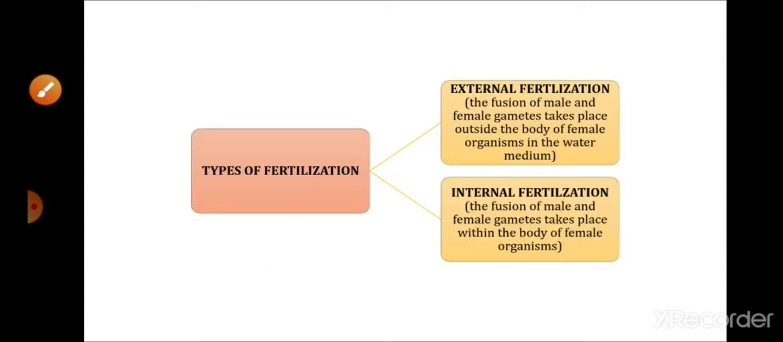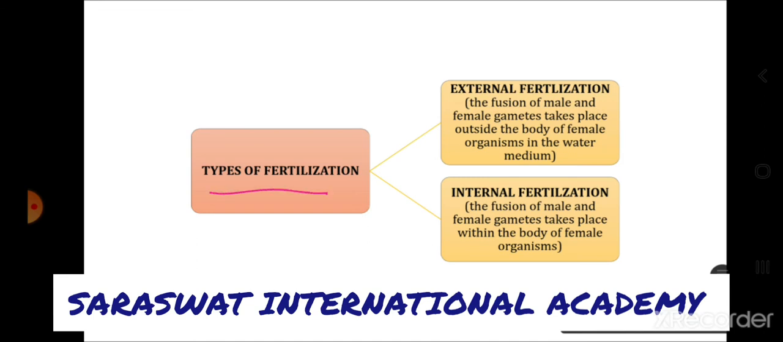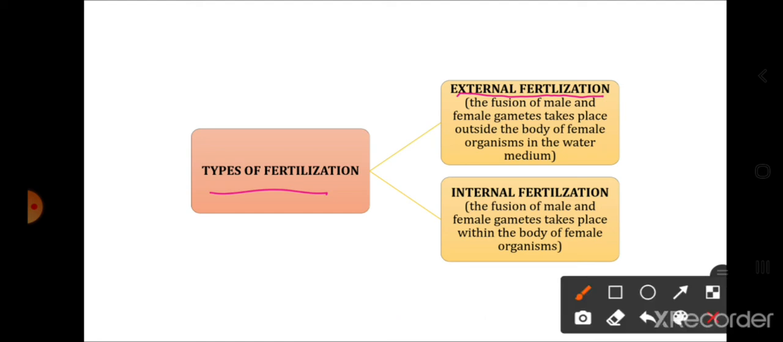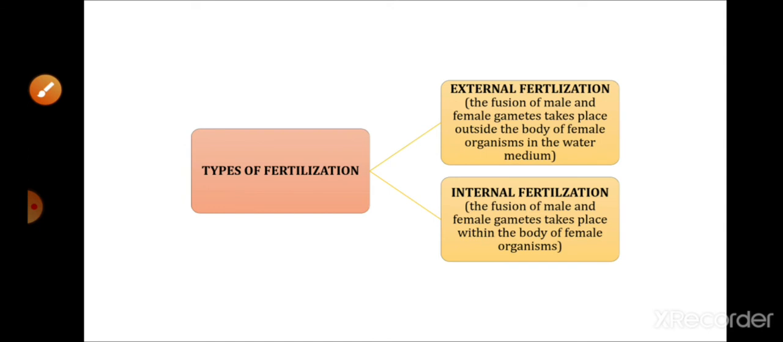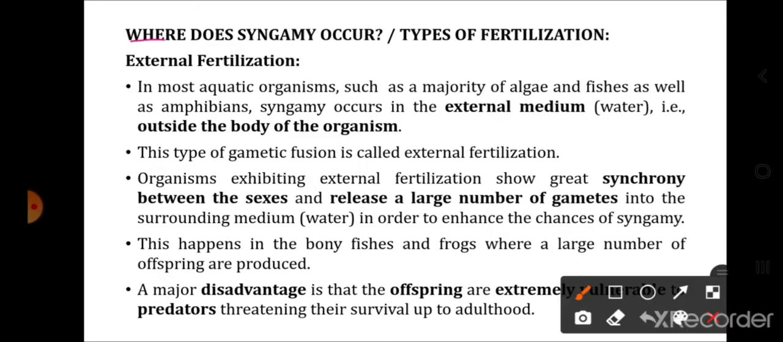Clear, students? Now, let us study the types of fertilization. Depending upon where the process of fusion is taking place, on that basis there are two types of fertilization: external fertilization and internal fertilization. If the fusion of the male and female gamete takes place outside the body of the female organism in the water medium, it is called external fertilization, whereas if the fusion of the male and female gametes takes place within the body of the female organism, it is called internal fertilization.